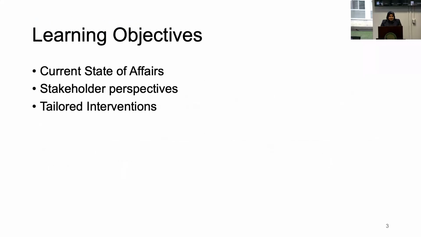So really today, we're going to talk about the current state of affairs. What is transitions of care after stroke? What are stakeholder perspectives? How do we put them all together to think about tailored interventions? And what does behavior intervention design look like for this particular group of patients?